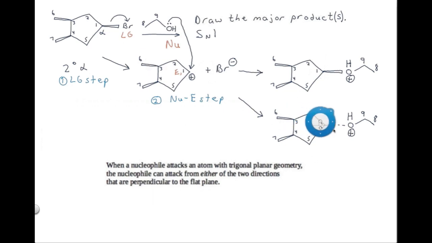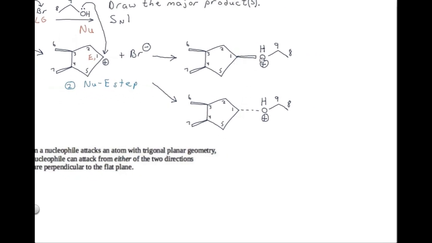Now we need another step because we still have a positive formal charge. Well, we expect that if we do a nucleophile-electrophile step and we still have a positive charge or any type of formal charge, we probably need an acid-base cleanup step.